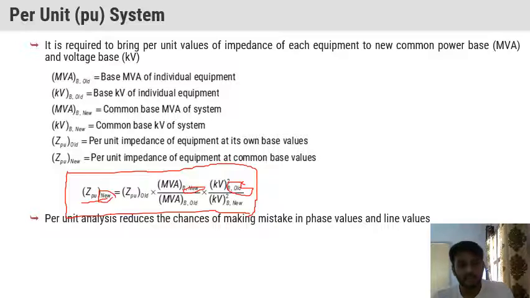Per unit analysis reduces the chance of making mistakes in phase values and line values. You will see that in the per unit system, we don't need to convert phase values into line values. As in a real system, with actual values, we have to convert the voltages and currents from phase value to line value if we want to calculate for the star or delta connection. Okay, but in the per unit system, we don't need to convert phase values into line values. Okay, so this is some good factor about the per unit system.